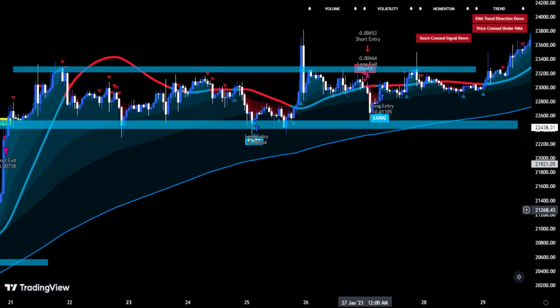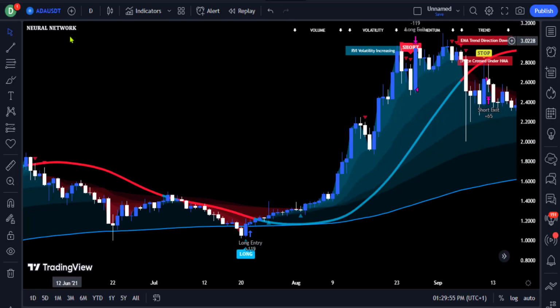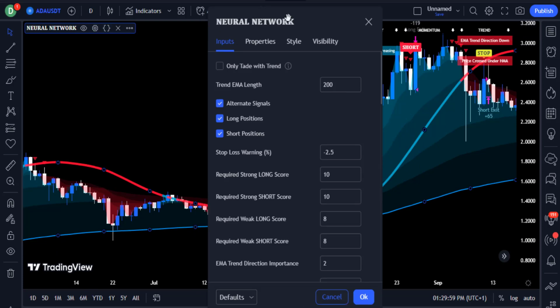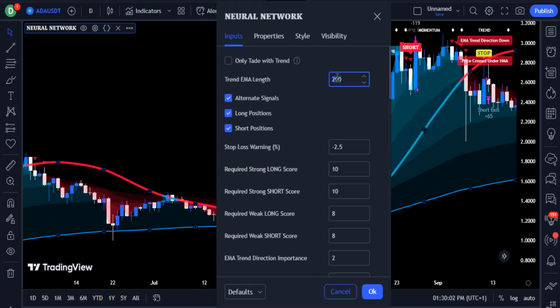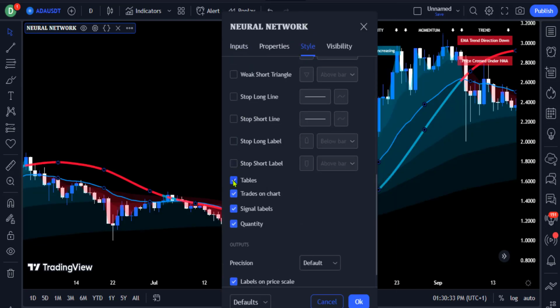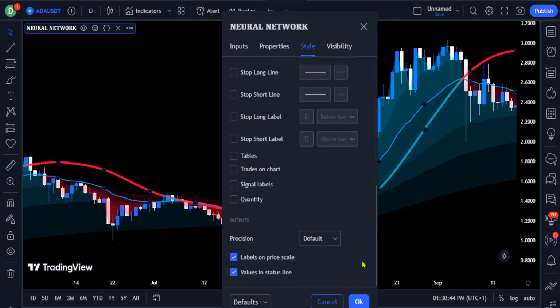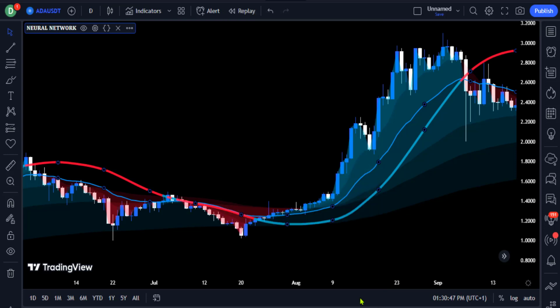Now, let's set up the indicator and get ready for the strategy. So go to the settings of the indicator, and on this input tab you will change this trend EMA length to 21 and uncheck this long and short option. Then go to the style section and uncheck all of the following options and make sure to only leave the EMA 200 and this HMA line and then click OK.